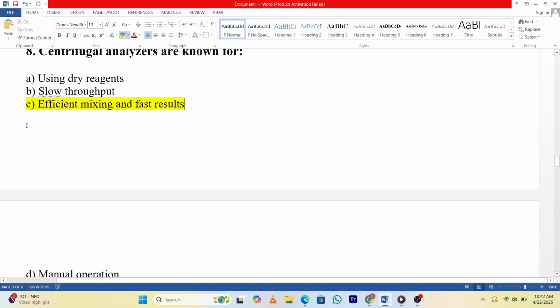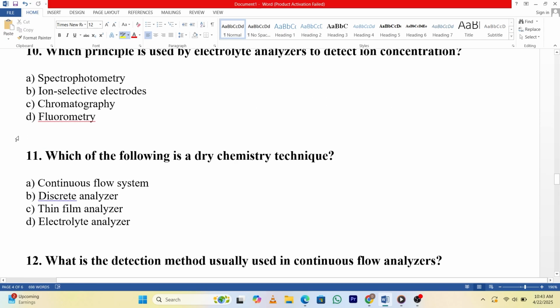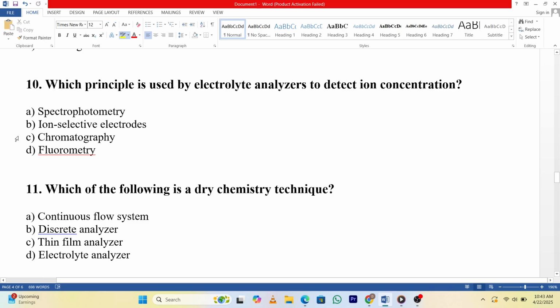9. Which analyzer is most suitable for emergency wards or ambulances? A. Continuous flow. B. Discrete. C. Thin film. D. Centrifugal. Answer, C. 10. Which principle is used by electrolyte analyzers to detect ion concentration? A. Spectrophotometry. B. Ion-selective electrodes. C. Chromatography. D. Fluorometry. Answer, B.